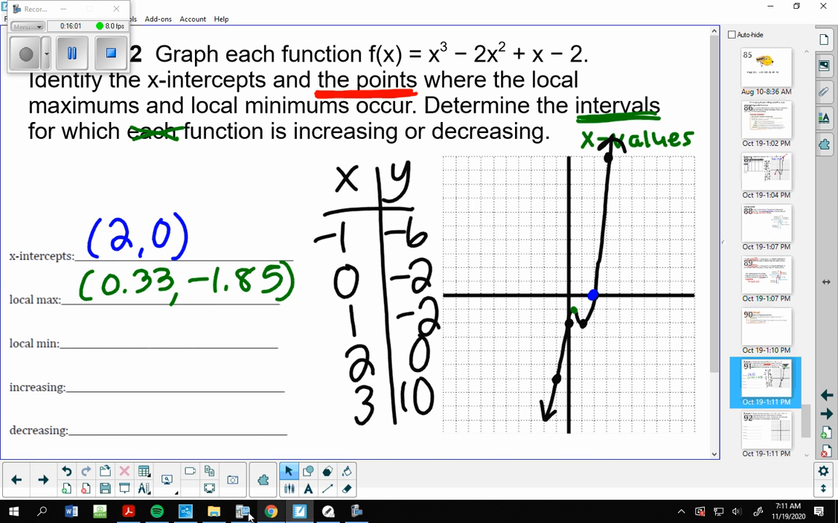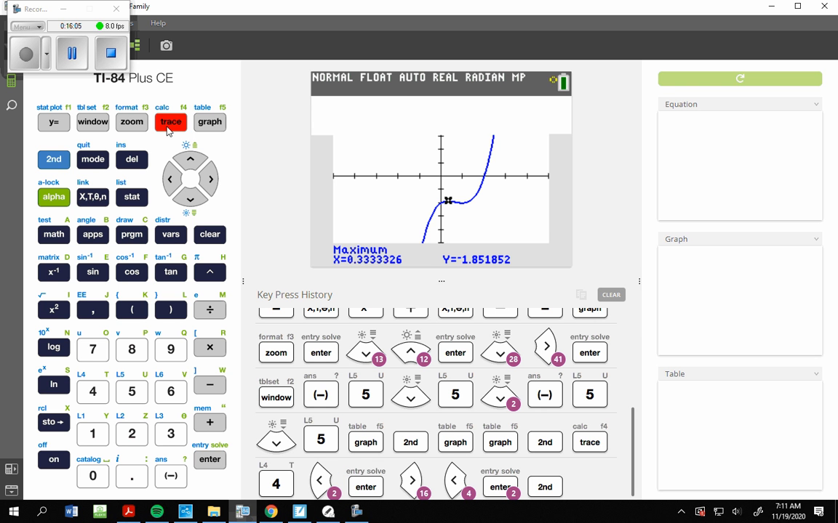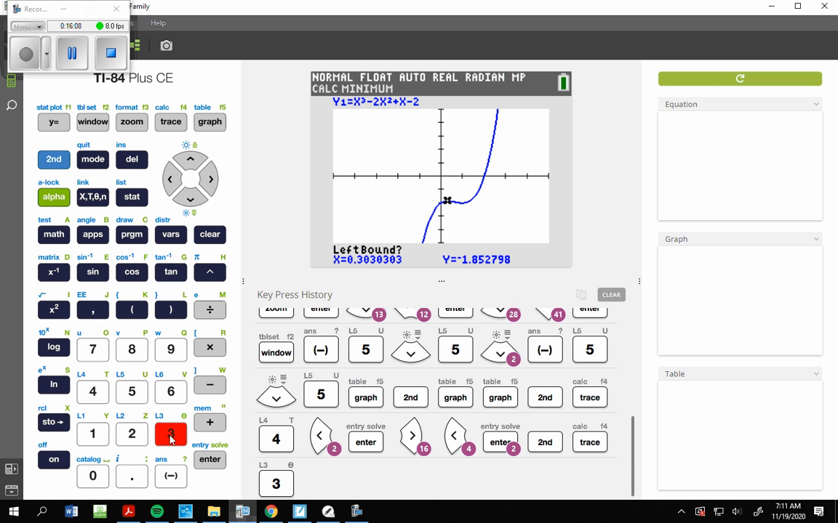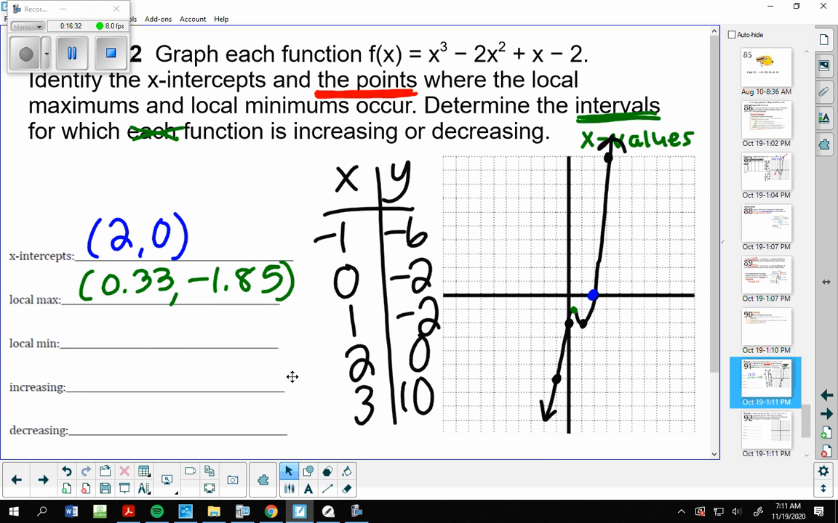Okay, local min, let's go trace that. Second trace, now we want minimum, so hit 3. And then left bound, I'm going to hit enter. Right bound, we need to get somewhere to the right of it, hit enter. And then hit enter again, and your calculator will find the local min. There we go, 0.99. So we can just say 1, and then the y value is negative 2. So the local min is at (1, -2). So let's see how good my graph is. 1, negative 2. Yep, that's good. That was one of the points, so that's nice. So there's our local min.